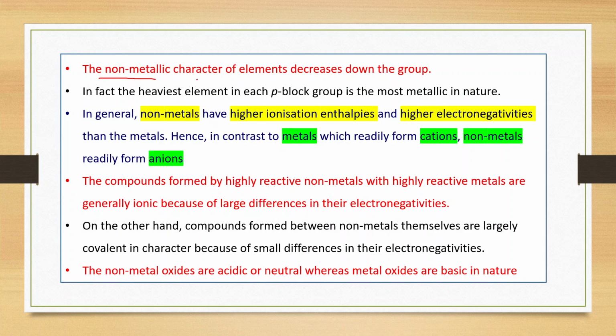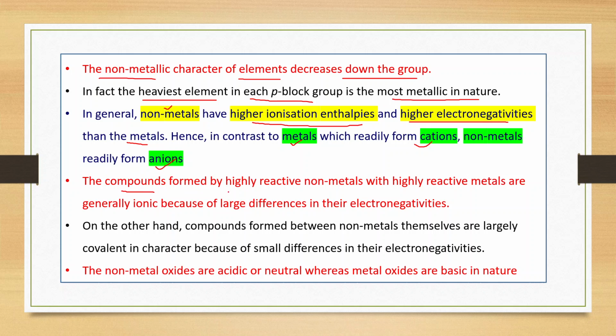The non-metallic character of elements decreases down the group. In fact, the heaviest element in each p block group is the most metallic in nature. In general, non-metals have higher ionization enthalpies and higher electronegativities than metals. Hence, in contrast to metals which readily form cations, non-metals readily form anions.